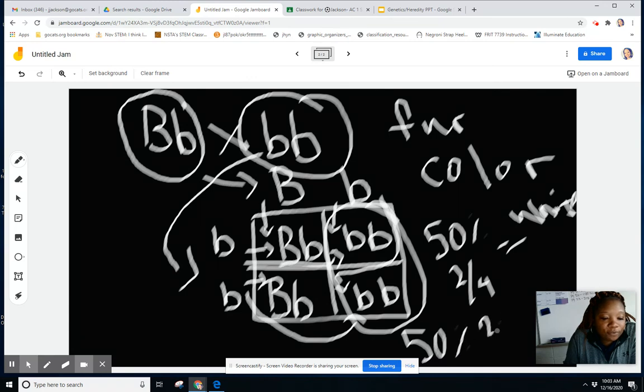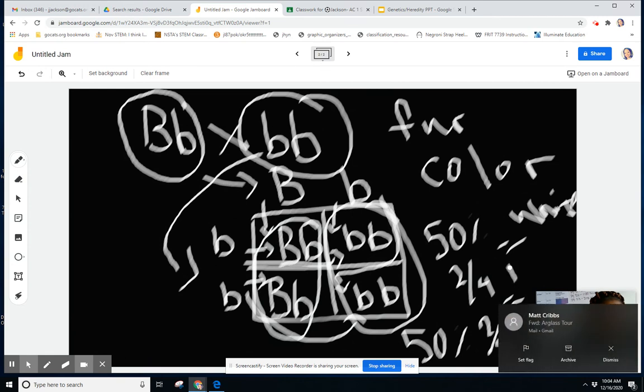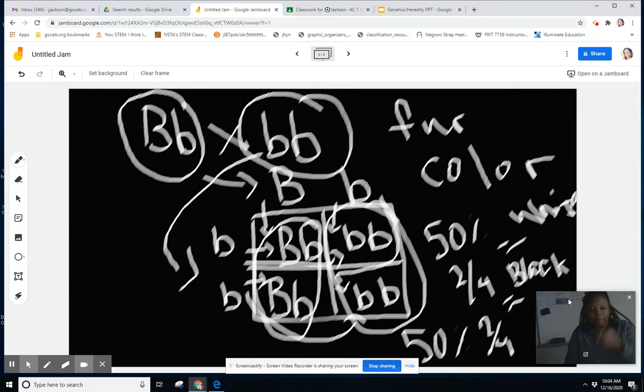which is 2 out of 4, will have what? Will have black fur. Okay? All right. So we should be all good.